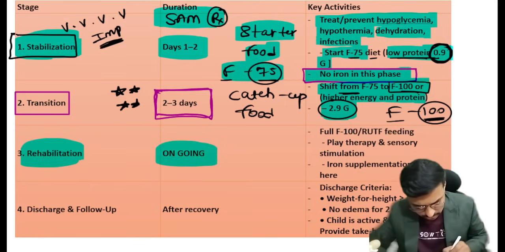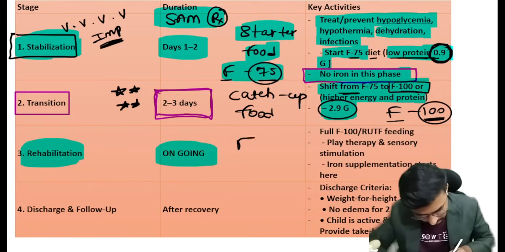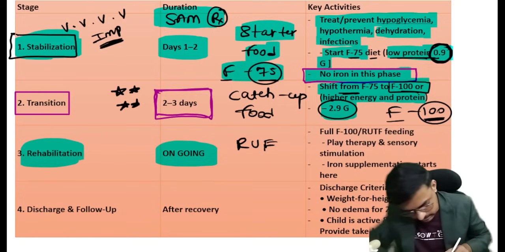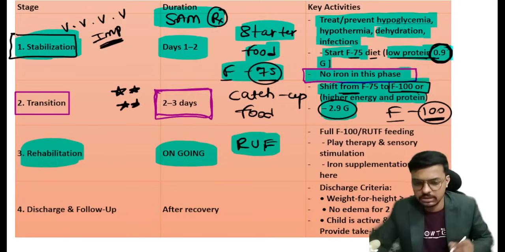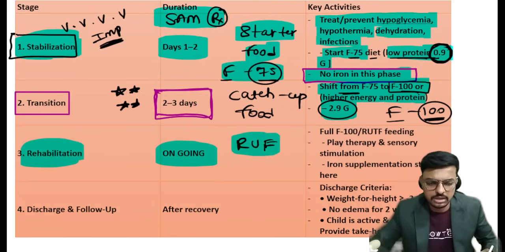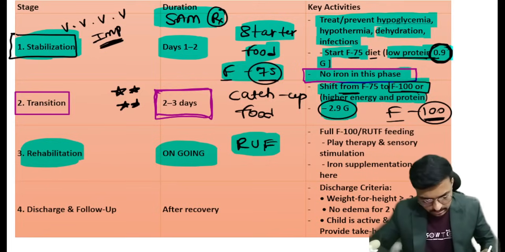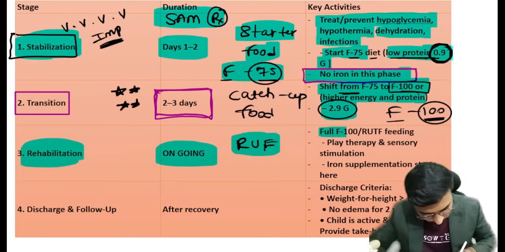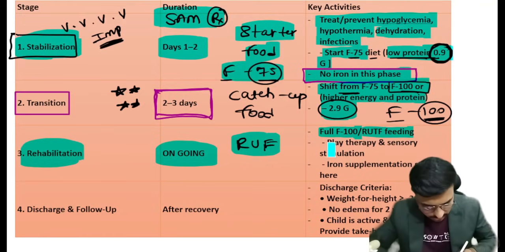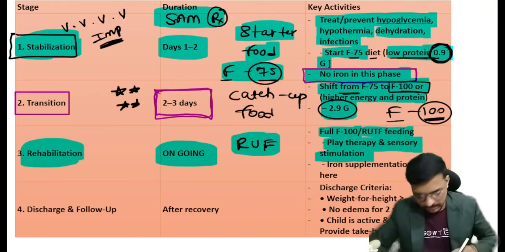Here is the ongoing treatment. Here we will give ready to use food. Ready to use food means food already mixed with the complete protein and complete energy required for the child, integrated in one. So we give full F100 plus ready to use transition food in feeding. In play therapy we will give advice, and we will advise sensory stimulation.